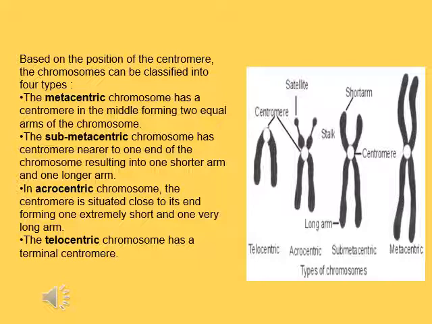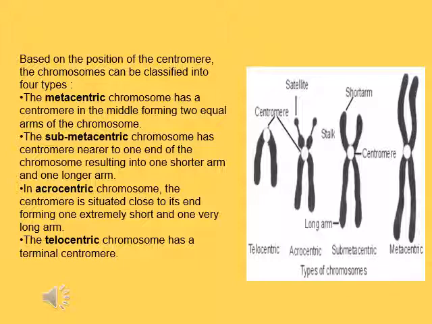The submetacentric chromosome is one in which the lengths of the arms are different, one is shorter and one is longer. So the centromere starts moving toward the end. In acrocentric, the second diagram from your left hand side, it shows that the centromere is closely near to the end of the arms. So this type of structure is known as the acrocentric structure.